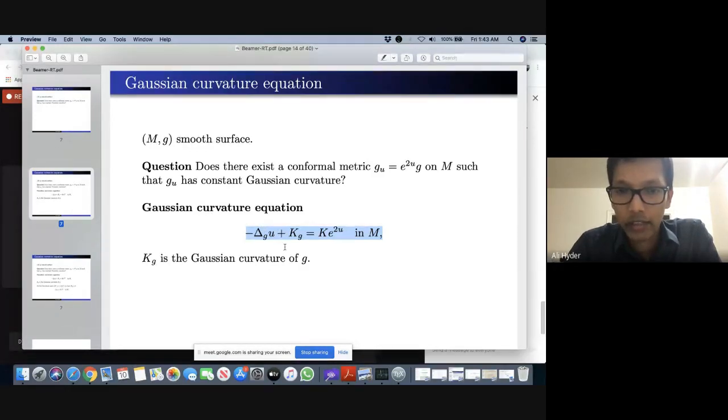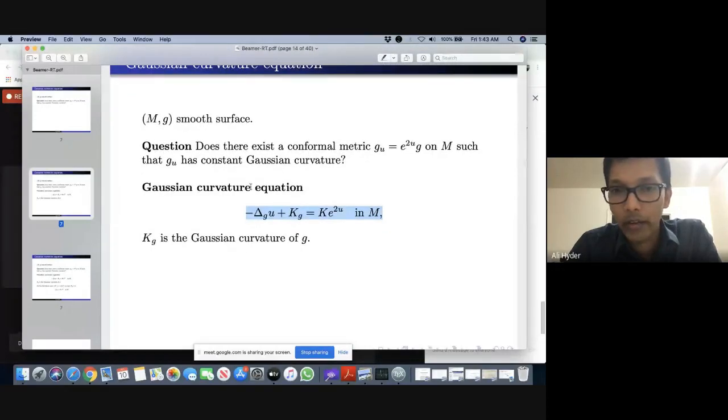And in fact, this problem is still open, and it is known as the Nirenberg problem on S2. So you take M equal to the round sphere S2 and fix a given function K. Can you find a solution to this equation? This problem is still open, and it was raised around the 80s or something like that.